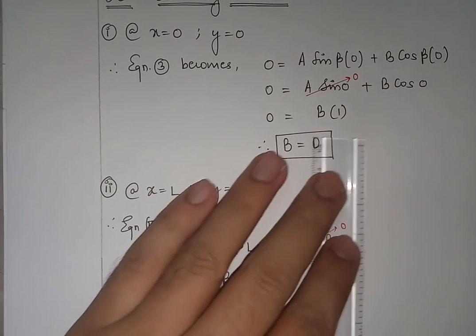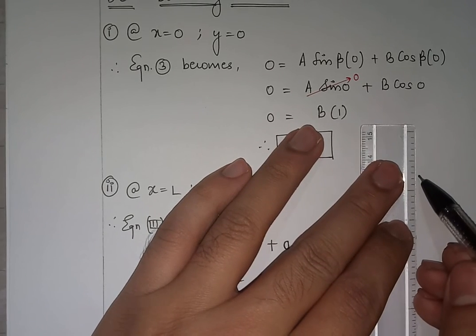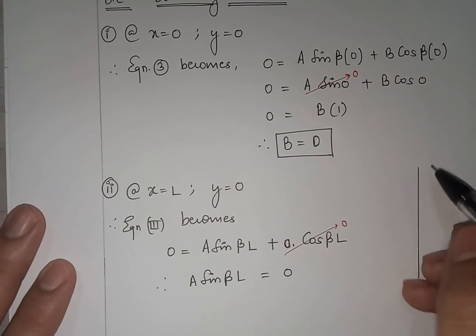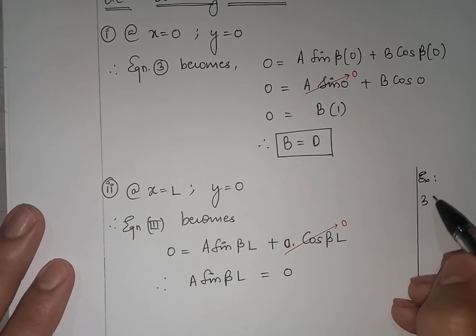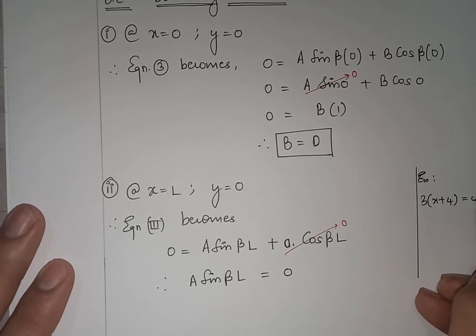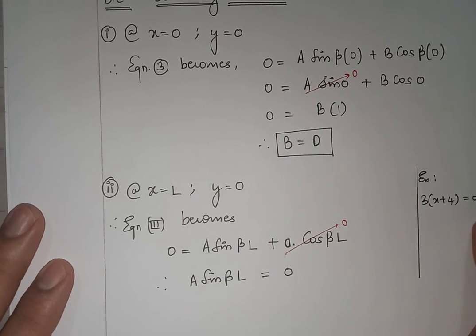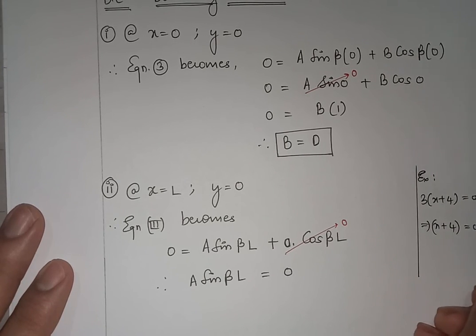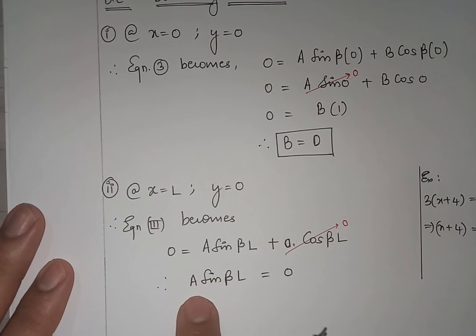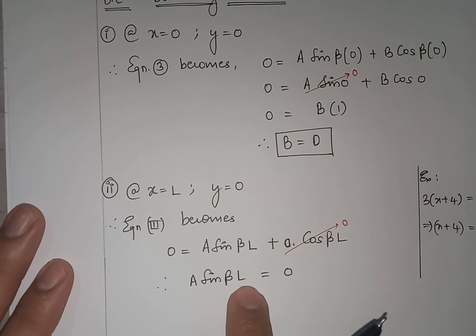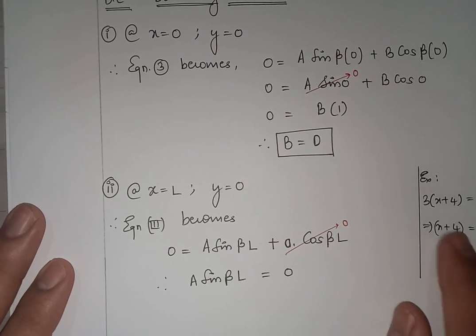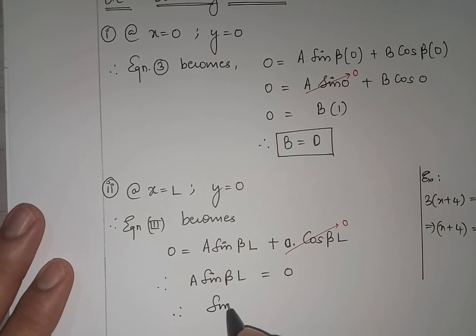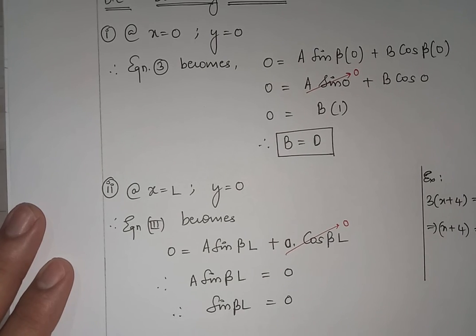Let me write it. This is not related to your derivation. It is just an example. Suppose you are having 3 into x plus 4 is equal to 0. What will you write? Will you write 3 equal to 0? No, right? You will be writing x plus 4 equal to 0. Same thing is happening here. Here a is 3 and x plus 4 is your sine beta L. So a cannot be equal to 0, 3 cannot be equal to 0. So therefore sine beta L should be equal to 0.